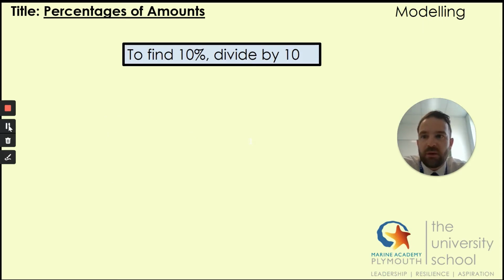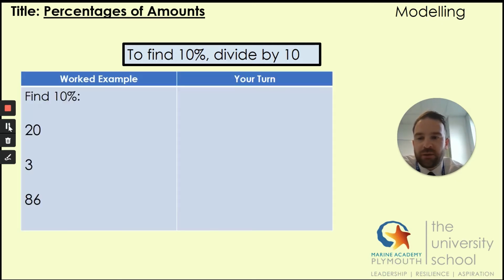Okay, so we're going to start by finding some percentages of amounts now. So a really key bit of information is on the screen now. To find 10%, you need to divide by 10. You need to copy that down onto your bit of paper or into your exercise book now. So pause the screen for a couple of seconds so you can do this. Great, well done. So now you've got the key bit of information.